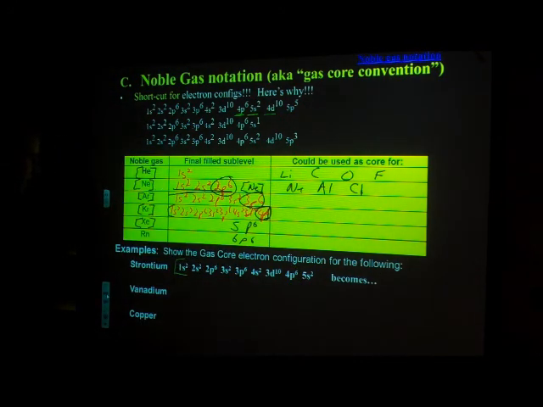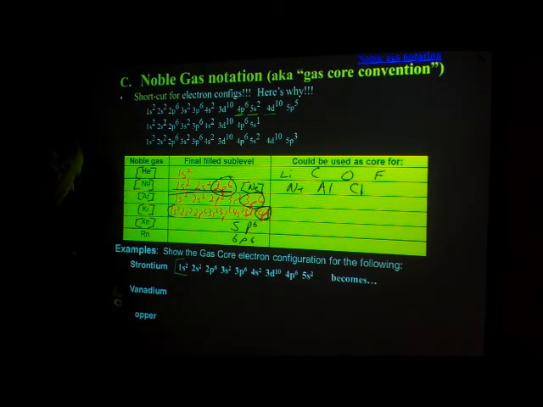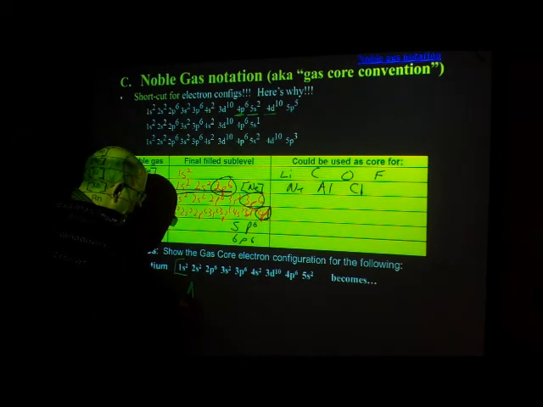The vanadium, V. Okay, it's right here. Vanadium is number 23. Make a note to myself, 23. What noble gas comes right before number 23, vanadium? Go back. Ti, Sc, Ca, K, all the way up. It's argon. Okay, so it's going to be an argon core, Ar, brackets.